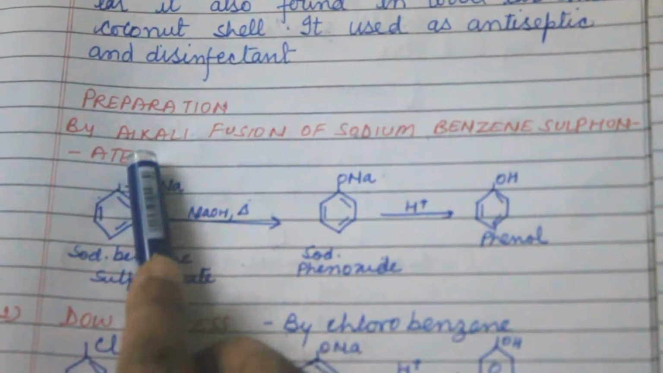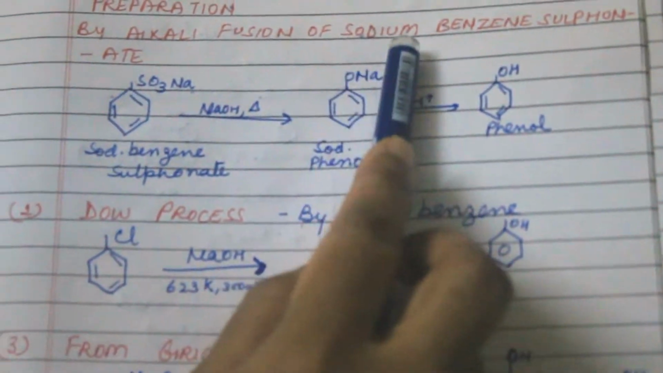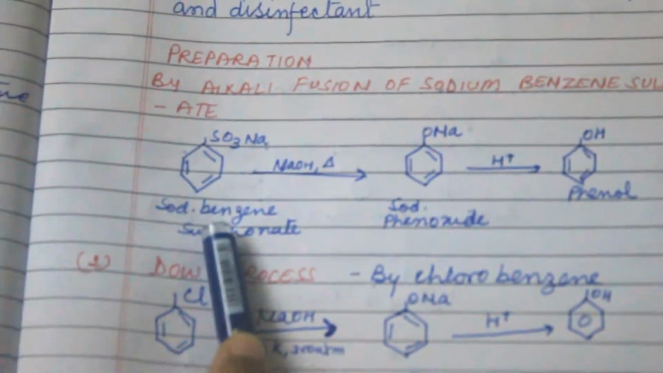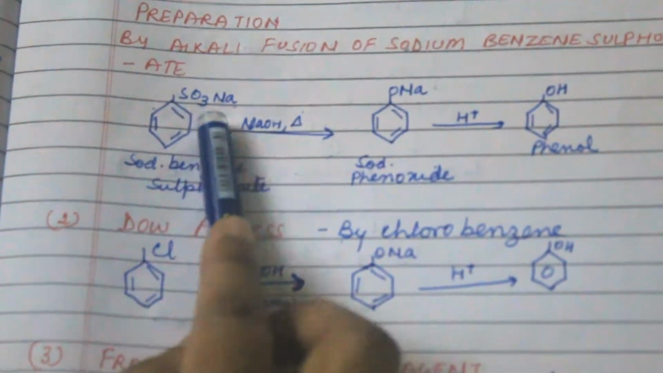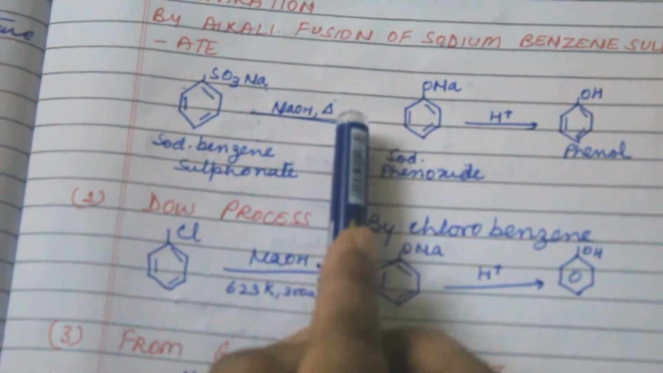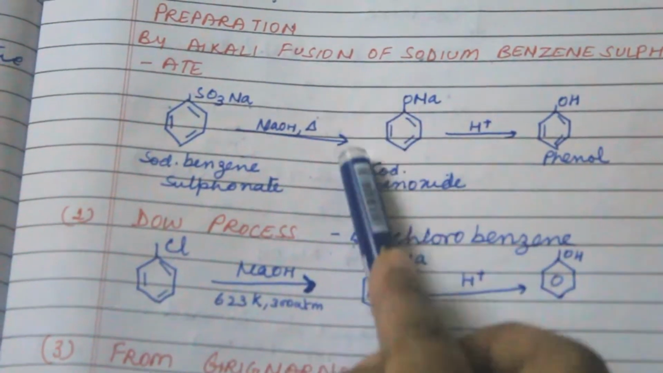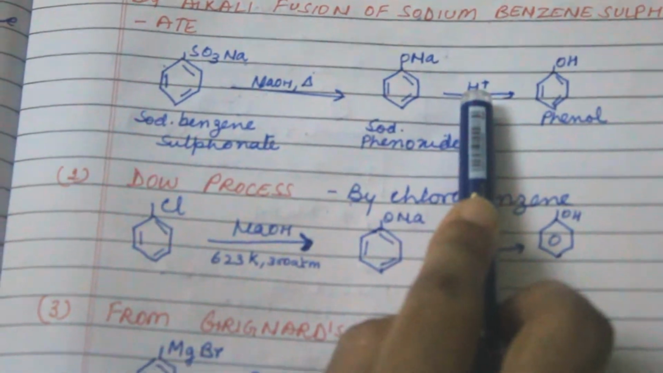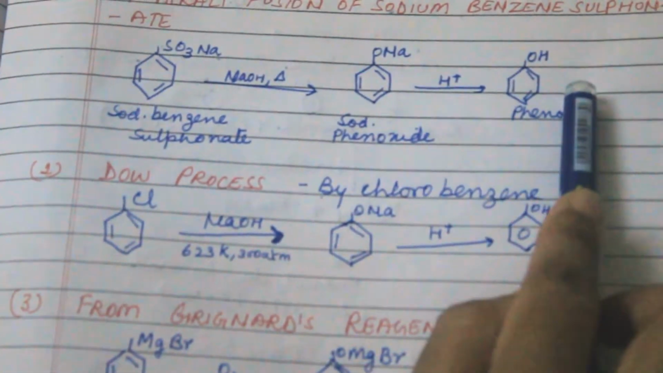Now, preparation by alkali fusion of sodium benzene sulfonate. This is the sodium benzene sulfonate. When this sodium benzene sulfonate gets treated with NaOH in presence of heat, it forms sodium phenoxide. When this phenoxide reacts with H+ ion, it forms phenol.